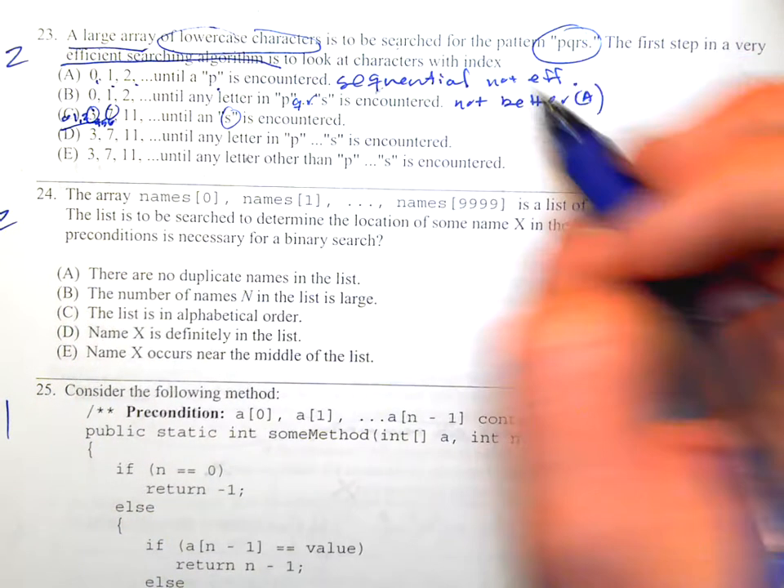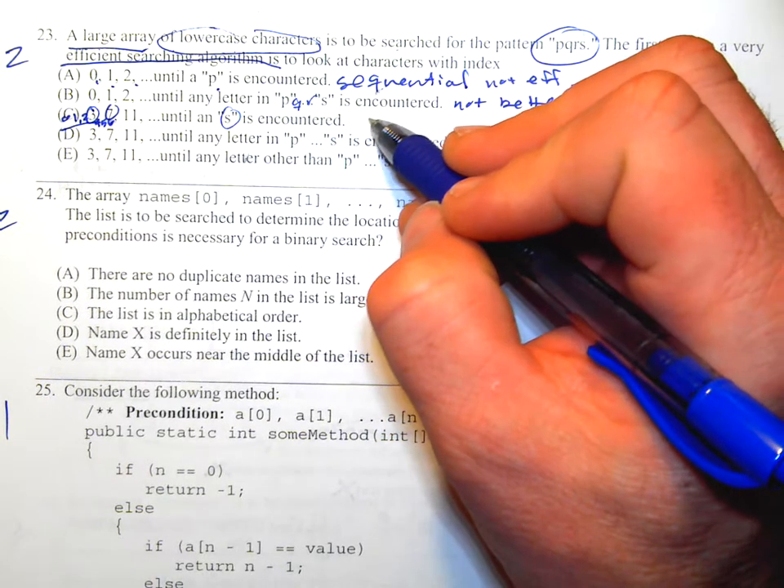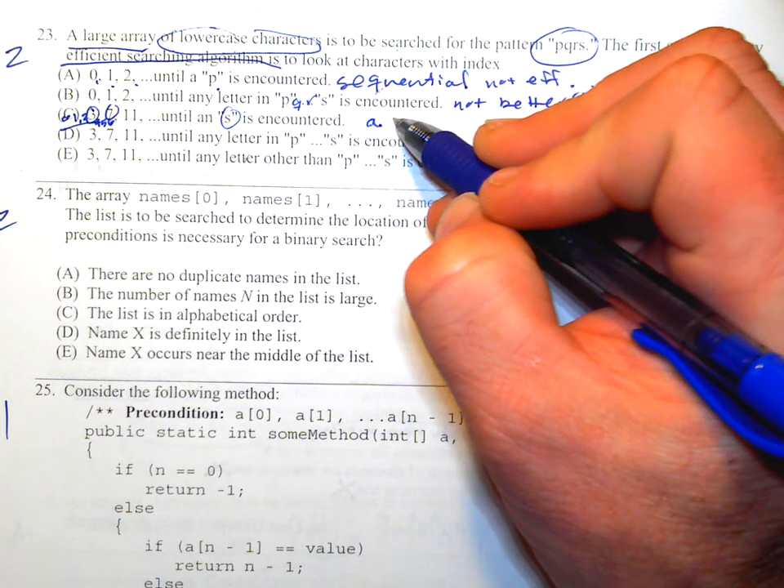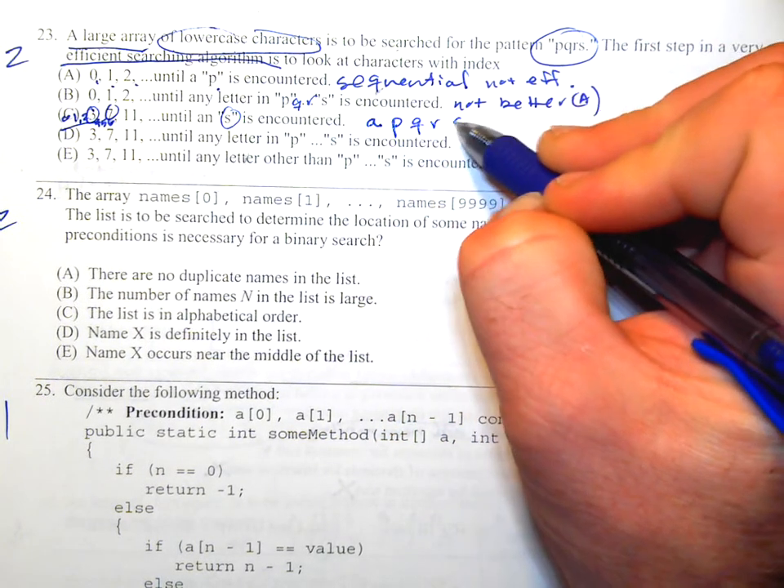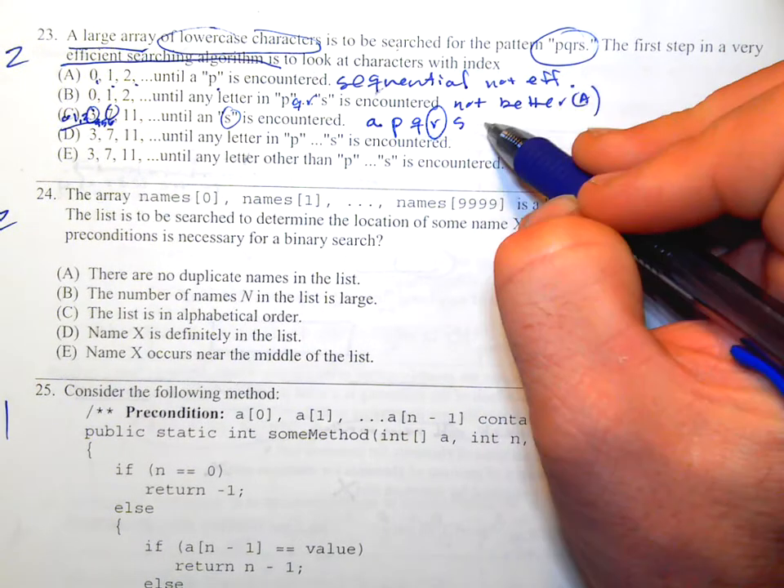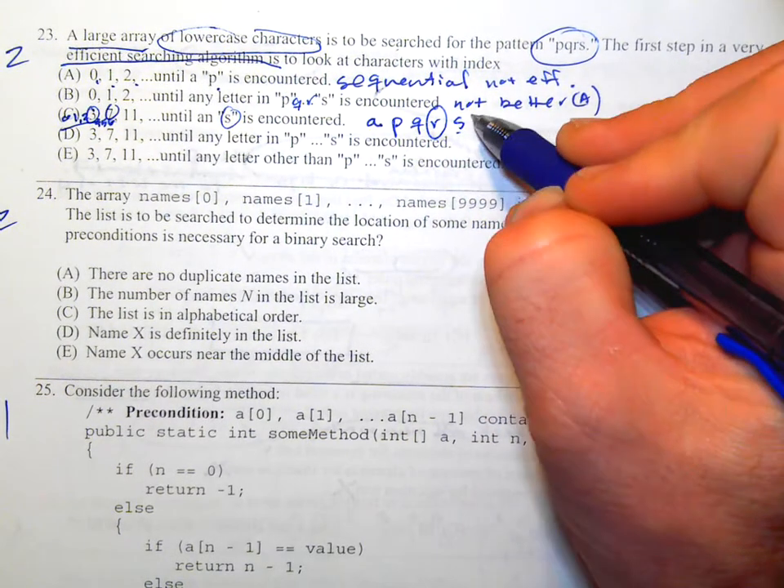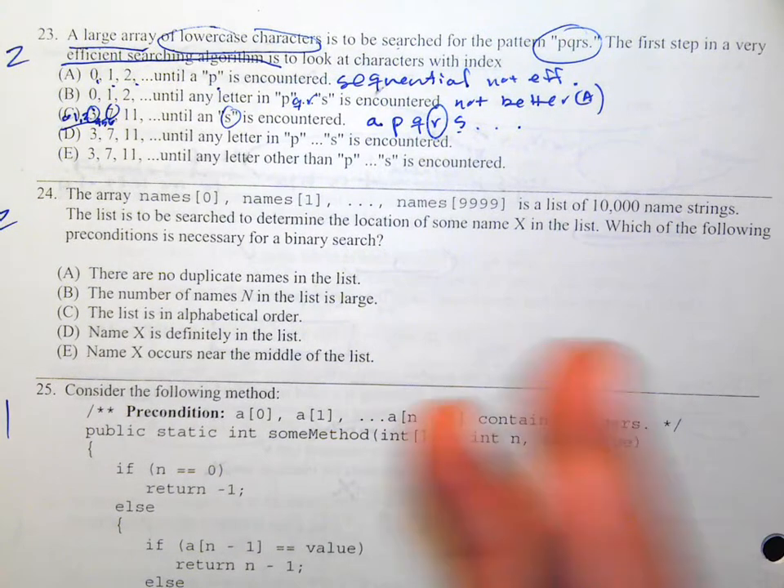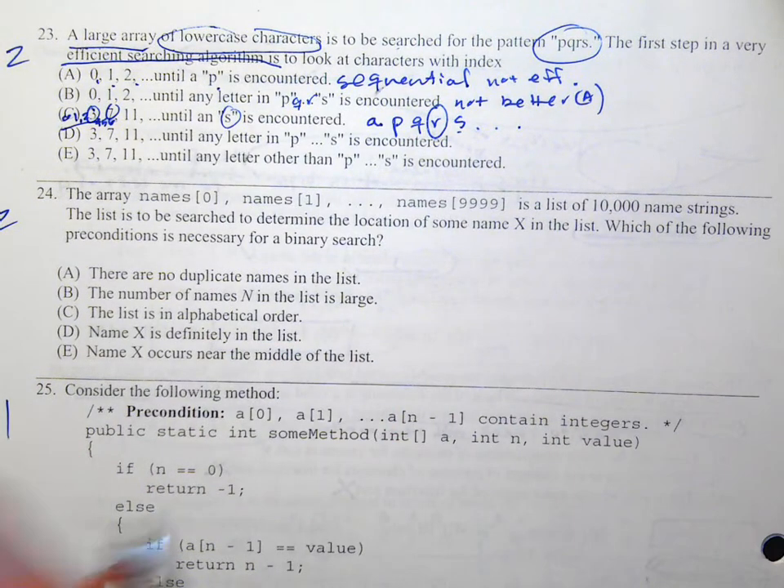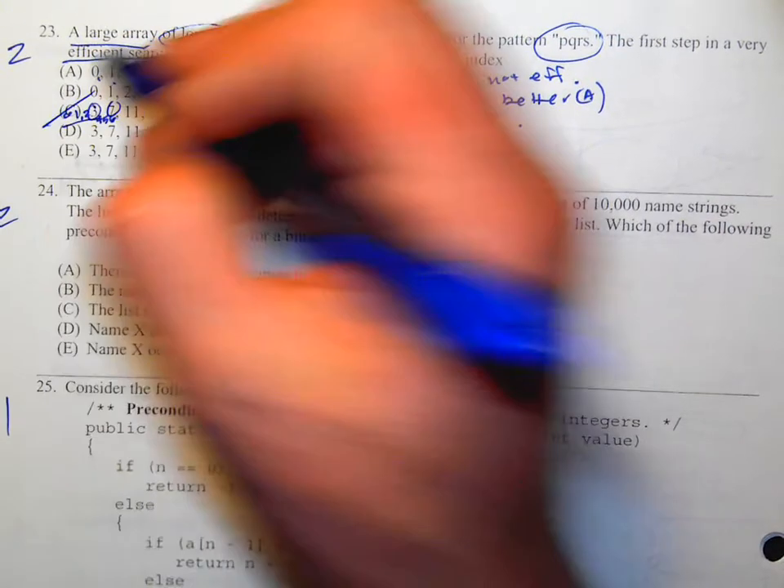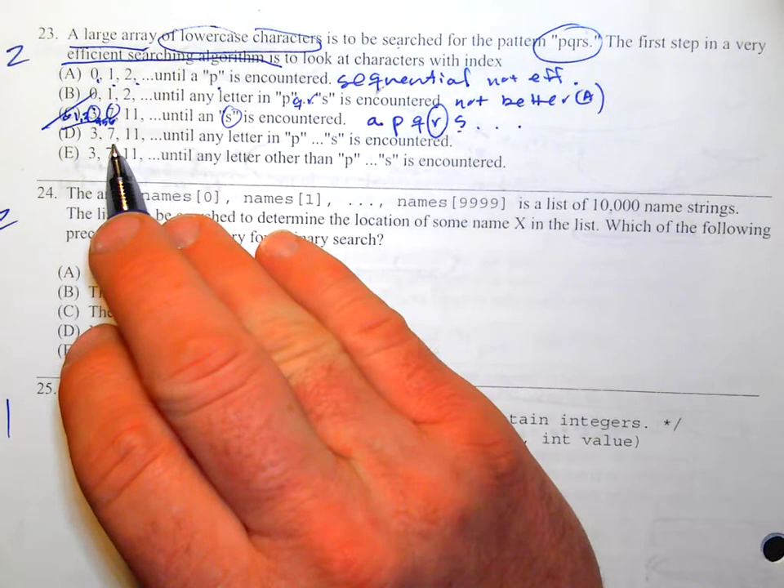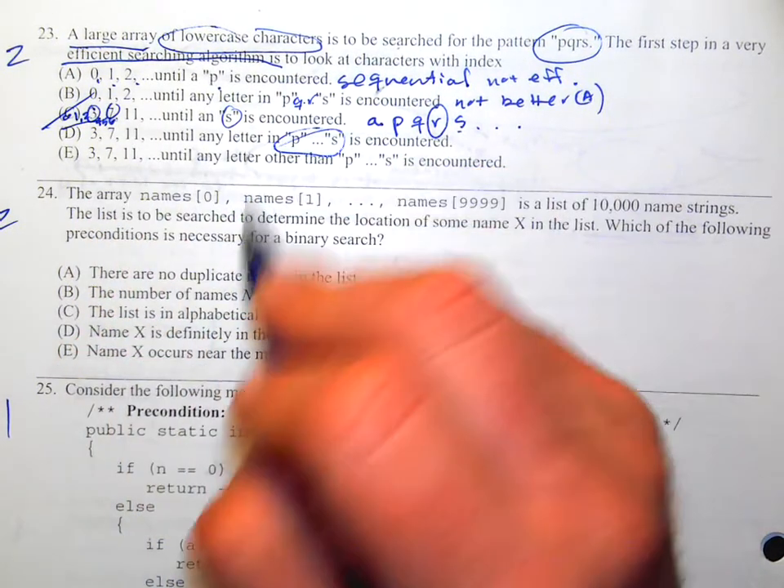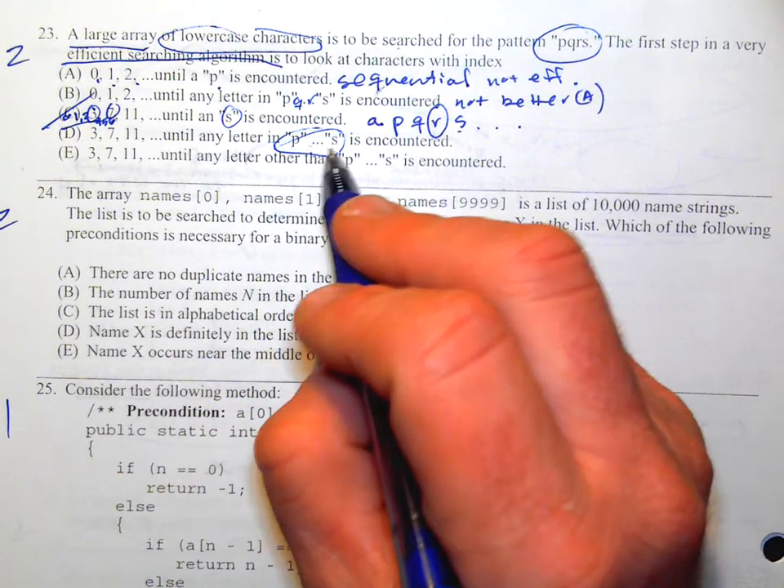The problem with that is that you might miss it. Let's say that it was A, P, Q, R, S, and you're like, there's no S, so let's go to the next one. You just totally missed it. That's assuming that the PQRS and other things that aren't PQRS are all in chunks of 4, which it doesn't say. So this one could totally miss it. This one says do the same thing, but look for any letter P, Q, R, or S. Well, that would find it.